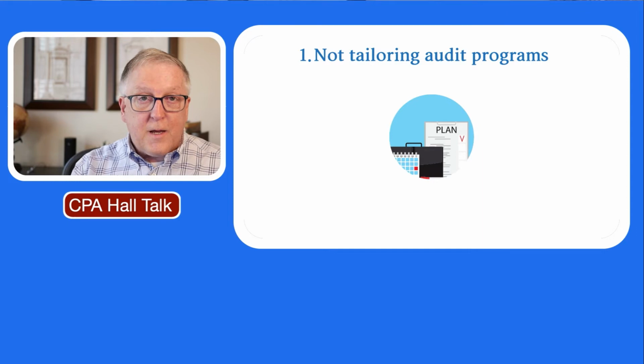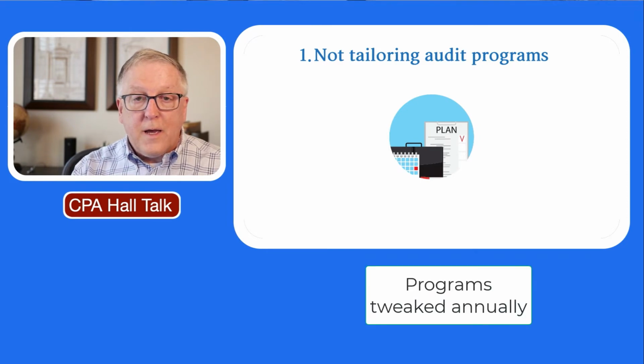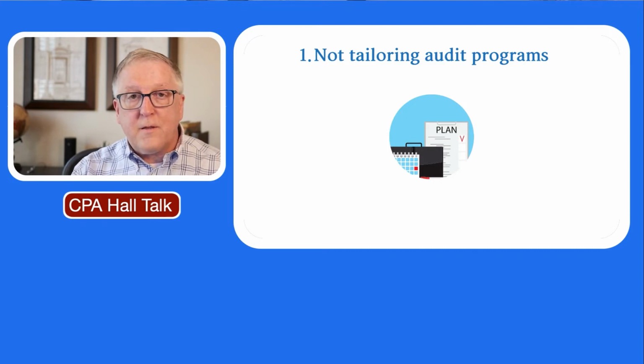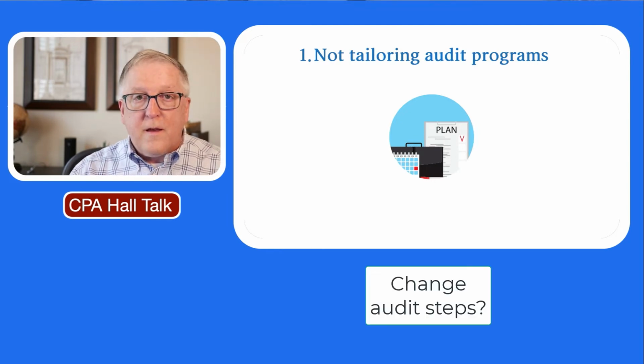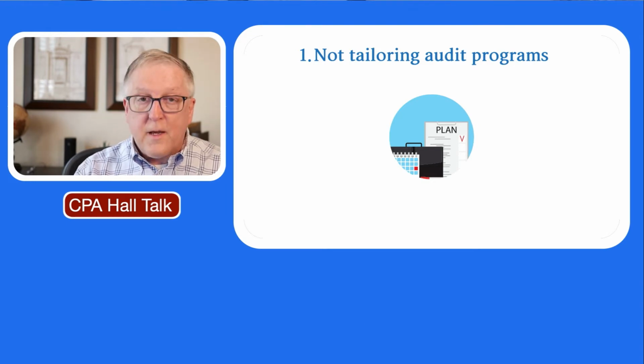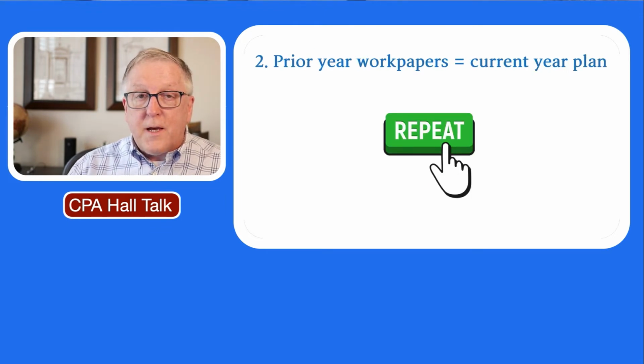So the first mistake auditors make is we don't tailor our audit programs, and we need to do this. And quite often they need to be tweaked annually, because you'll have changes in the business or the government or the not-for-profit from year to year. Even though it's the same entity, you'll have changes within that business or not-for-profit or government from year to year. And then ask yourself, do I need to change the audit steps based on the changes in the entity?